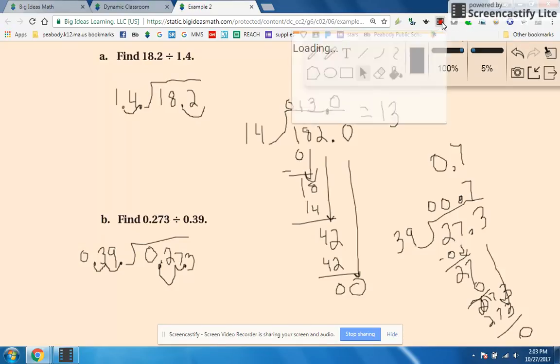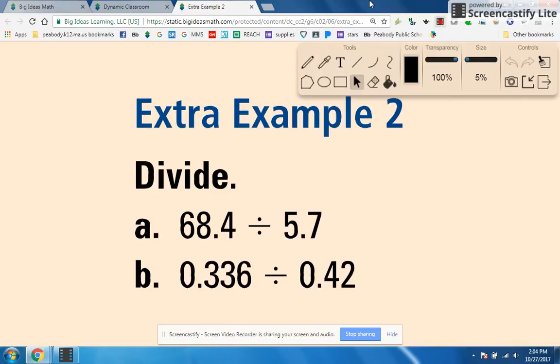Okay, so let's try some for you. I'm going to have you try these just to help you get set up. For this one, you want to do 68.4 on the inside, and then your 5.7 is going to go on the outside. Think of how many loops it's going to take to get rid of that decimal. It has to go to the very end. So that's going to take 1 loop, which means 1 loop on the inside.